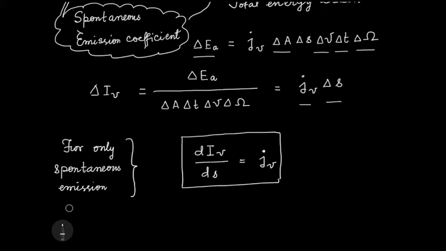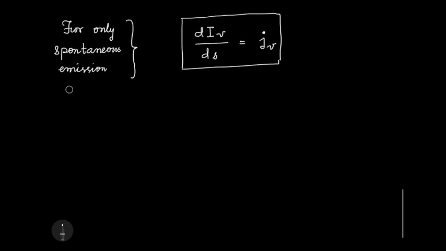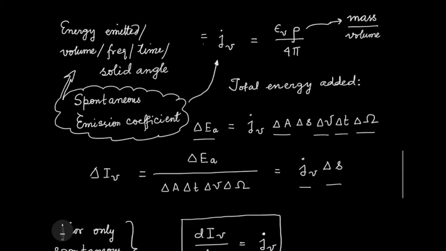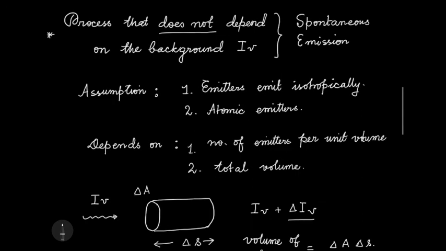Obviously, we still do not know how to write down the spontaneous emission coefficient J nu in terms of the processes that will give rise to it. But that obviously will depend on the processes, and we'll see one example of it in future lectures. Okay, so this is all about when the mechanism that adds or subtracts radiation inside the medium does not depend on the incoming radiation.